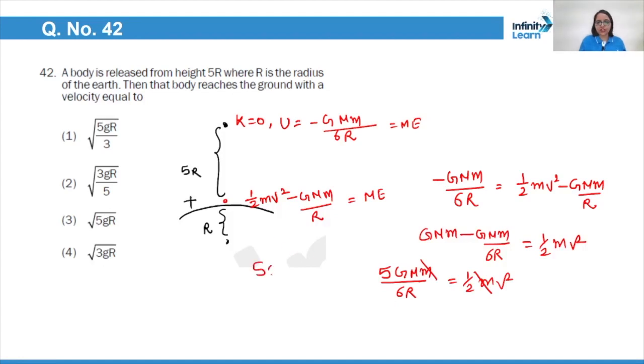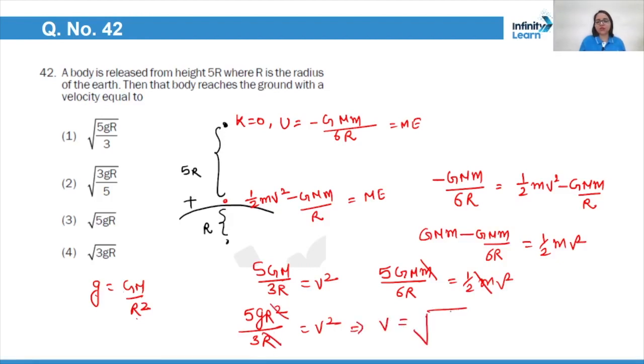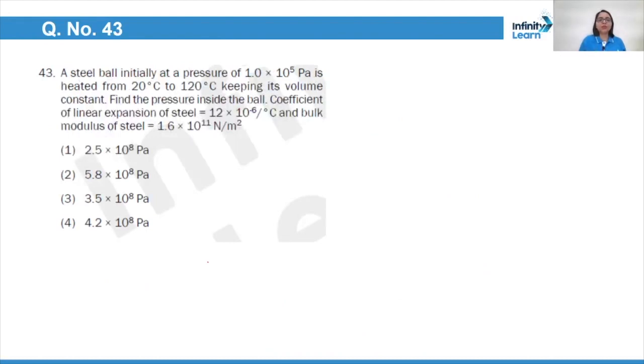So we have 5GM upon 3R is equal to v square, and GM can be written as gR square because g is GM upon R square. So capital G, capital M can be written as small g into R square. So this is 5gR square divided by 3R is equal to v square. R are cancelled, so we have v is equal to under root 5gR divided by 3, which is option 1. Question number 43.